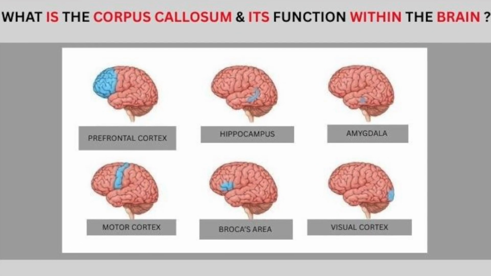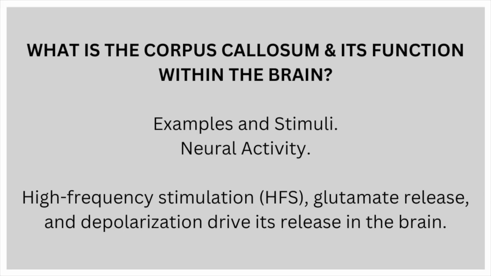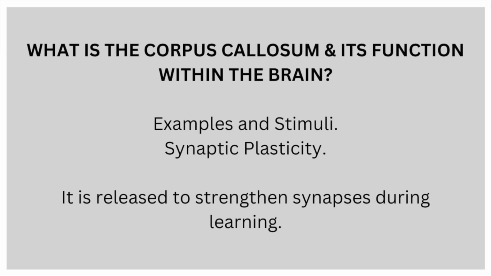Examples and stimuli. We'll start with exercise. Running and aerobic activity increase BDNF levels, enhancing memory and supporting neurogenesis. Neural activity, high frequency stimulation, glutamate release, and depolarization drive its release in the brain. Synaptic plasticity, it is released to strengthen synapses during learning.